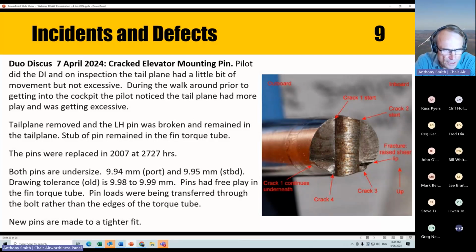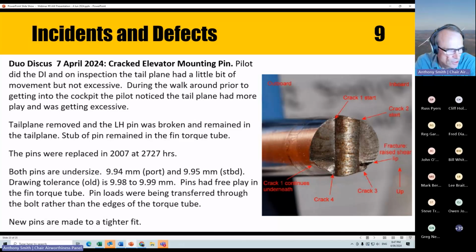Now, the new pins that are now manufactured at Champerth are a tighter fit. They're a much tighter fit in the hole. Now, this aircraft had the new pins fitted, and it's been reported that there's no free play now in the mounting through the fin torque tube. We'll get the results published out shortly.